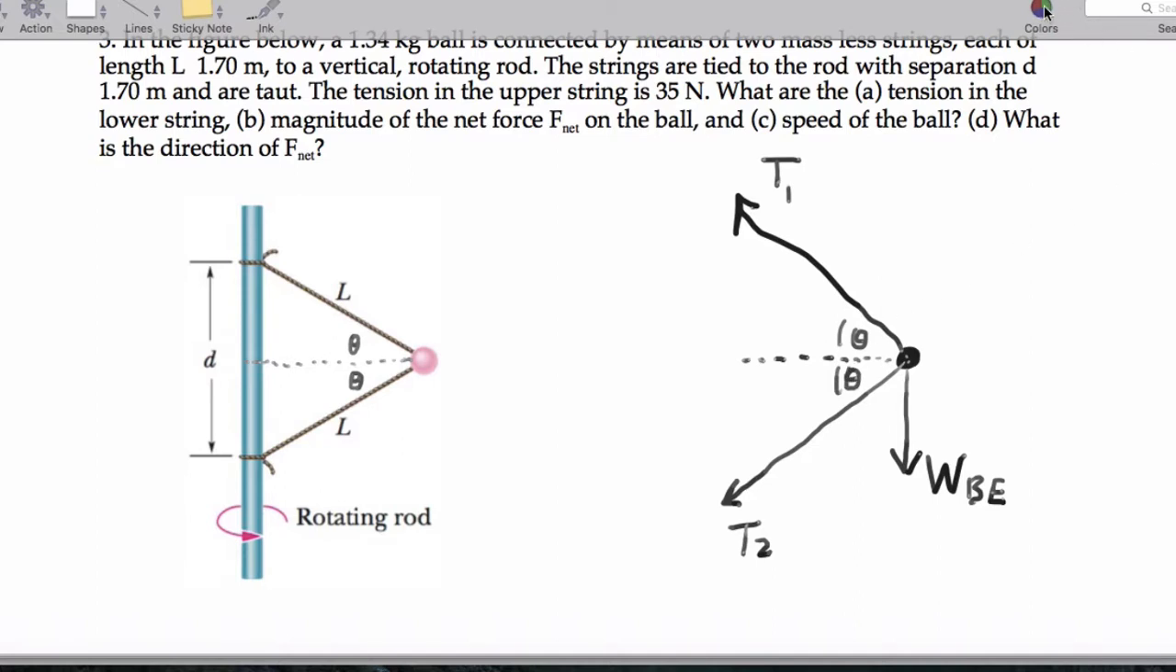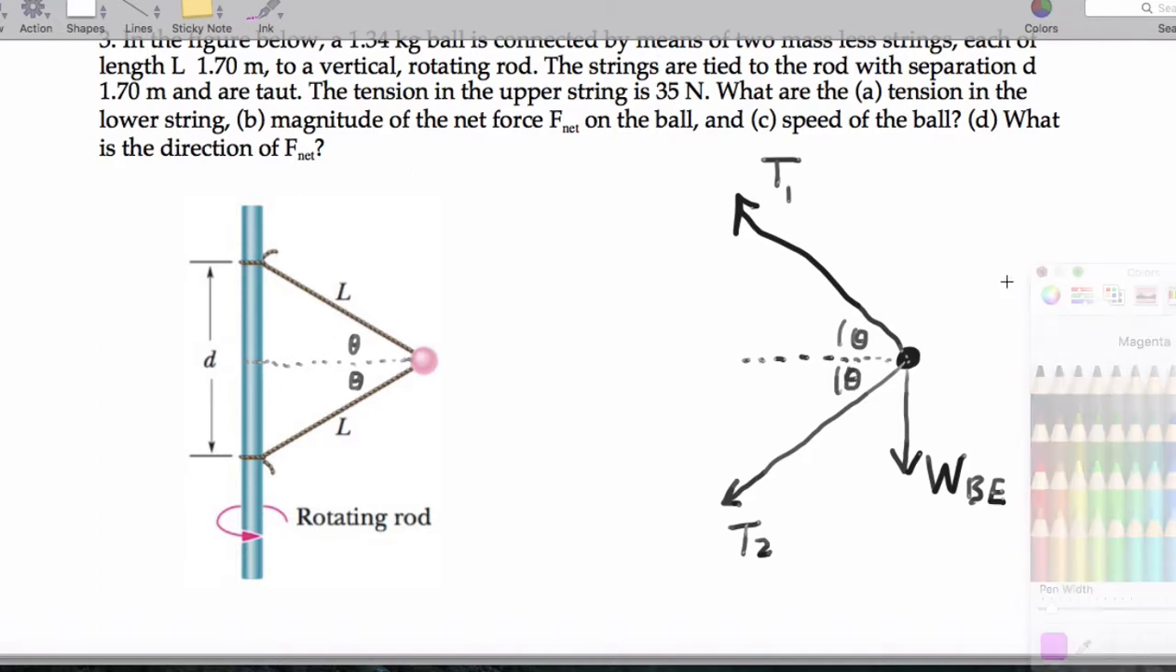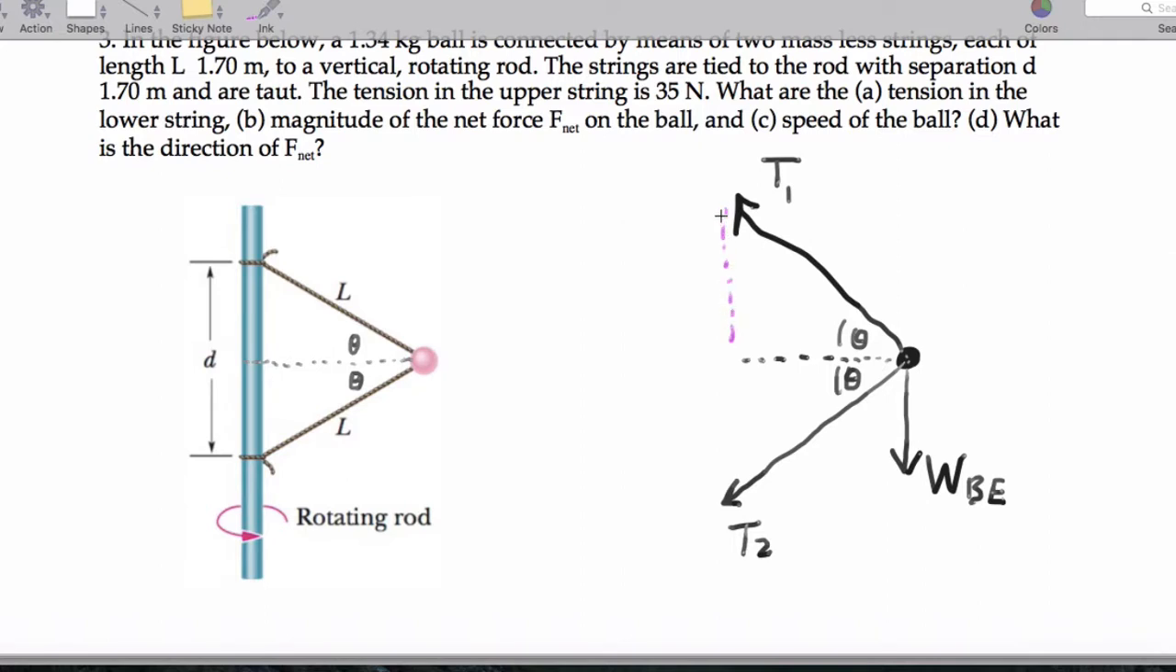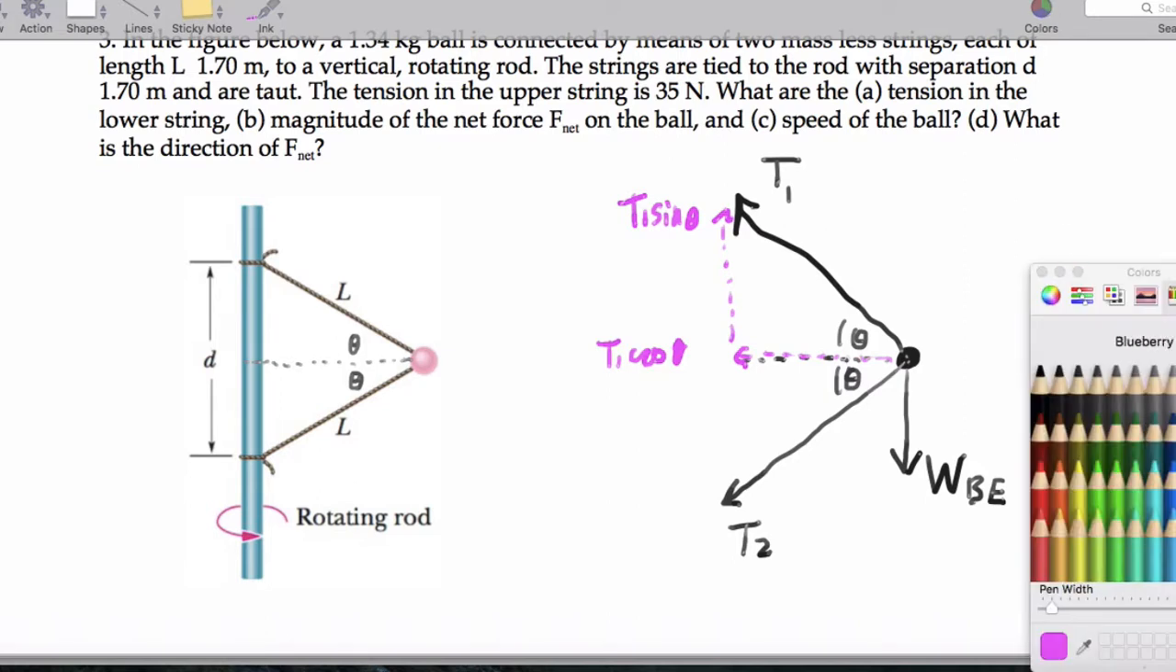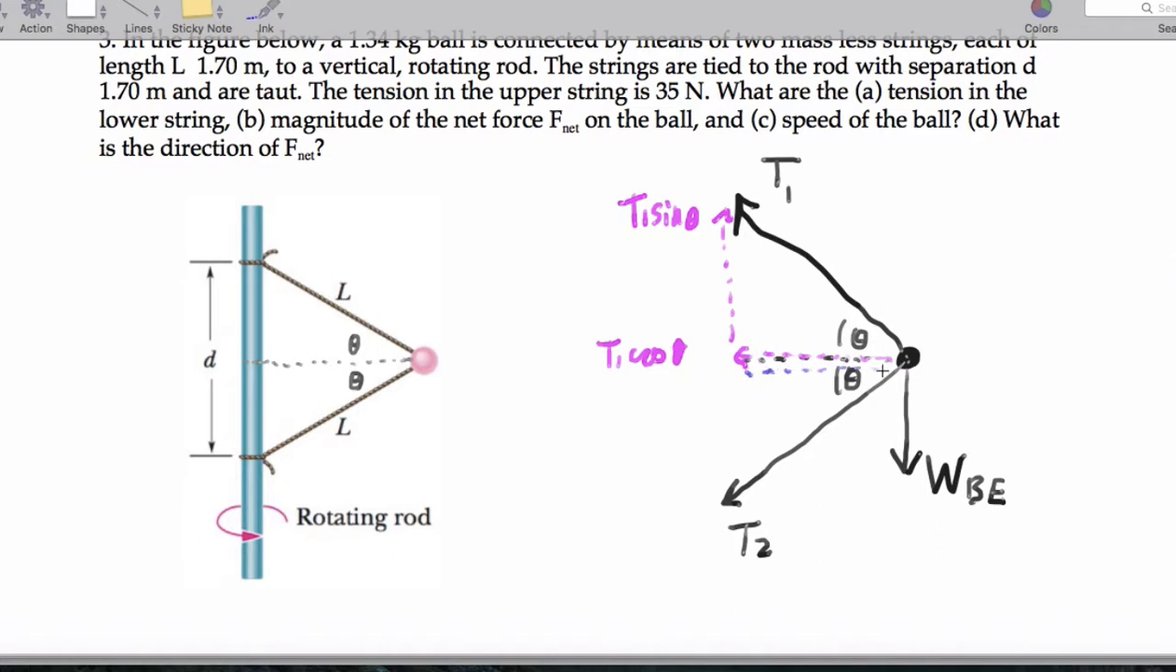And now I'm going to use SOHCAHTOA to break down these forces. So this here is going to be T1 sine of theta. And then horizontally here, I'm going to have T1 cosine of theta. For T2, I'm going to do a similar breakdown. I'll have horizontally T2 cosine of theta, and then vertically, I'm going to have T2 sine of theta.